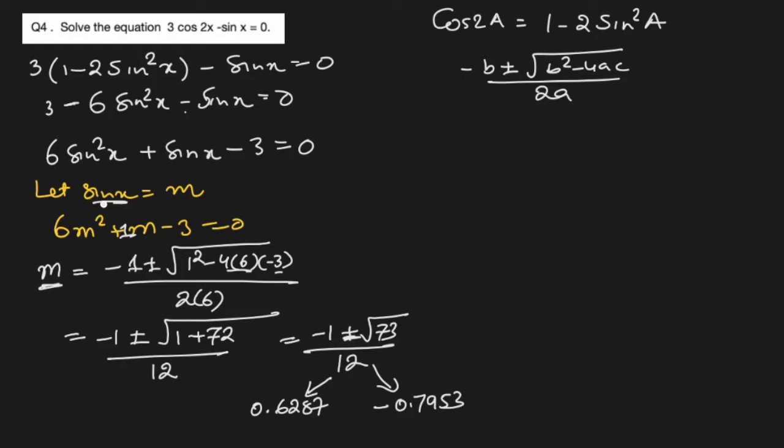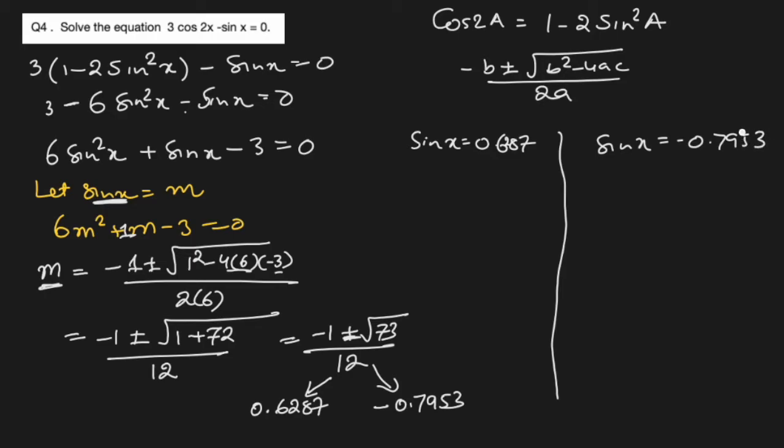But m was sine x. So this becomes our new equation now. Sine x is equal to 0.6287 and sine x equal to minus 0.7953. Since it's positive and we have to give the answer in 0 to 360.